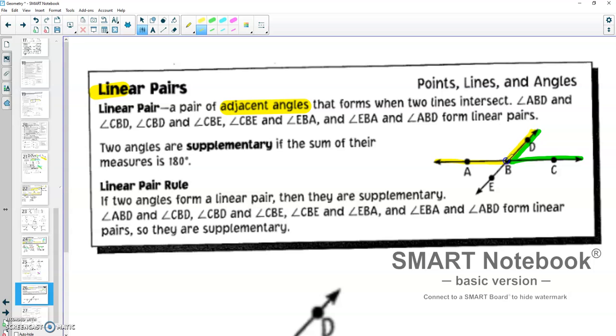And there's one more special thing. Okay? The two angles are supplementary. Supplementary if the sum of the measures is 180. So, if you take two angles and you add them up, it'll equal 180.